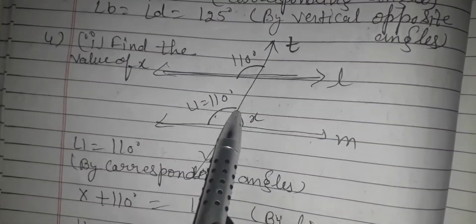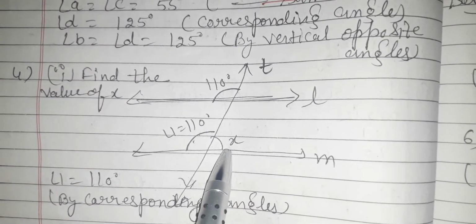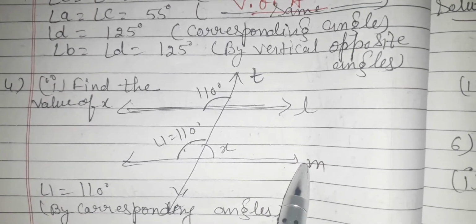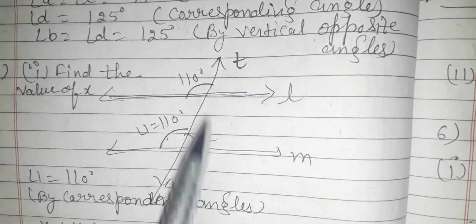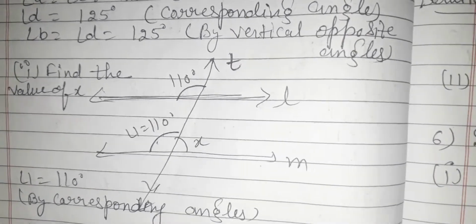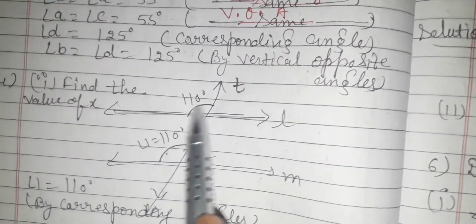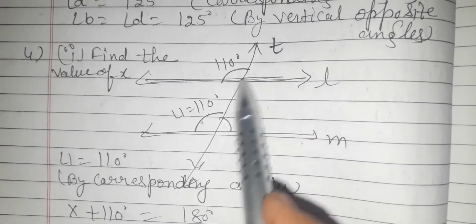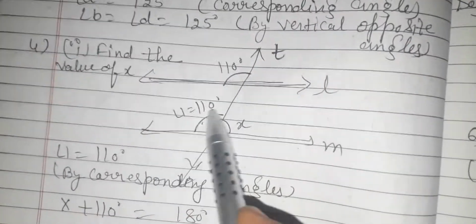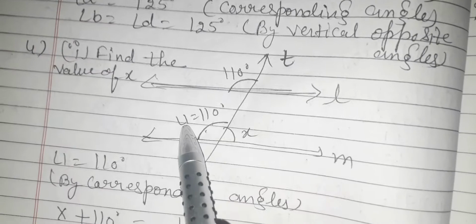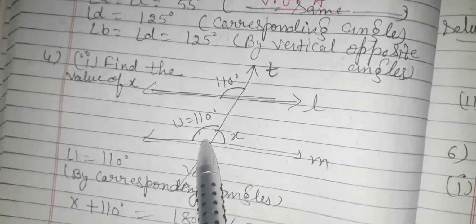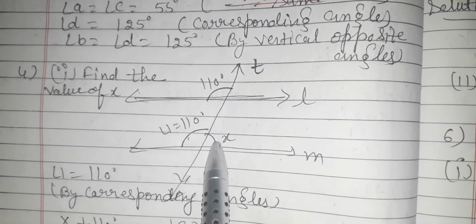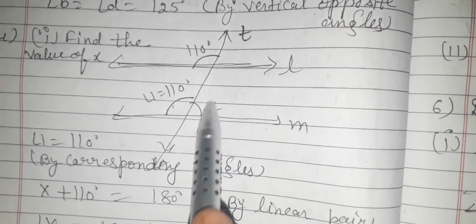Now the fourth question is you have to find the value of this unknown x. There are two lines L and M parallel to each other, one transversal T, 110 is given in the book and you have to find x. Students, I will use this 110 degrees. I took the corresponding angle here. This is angle 1, this is also 110 degrees by corresponding angles. If this is 110, then this will also be 110. By linear pair, we subtract 110 from 180, then I will get the value of x.